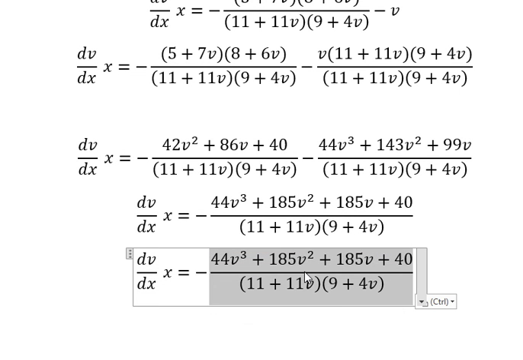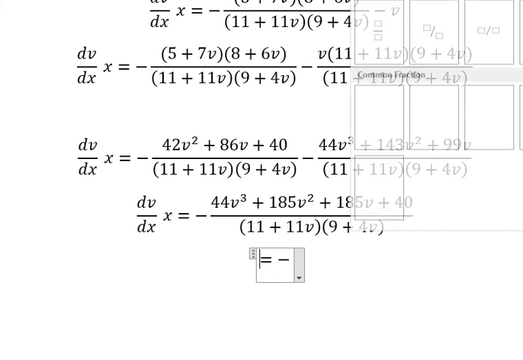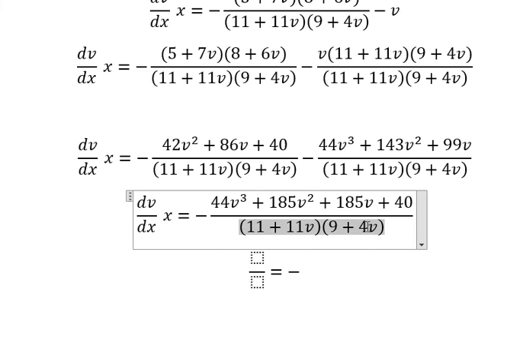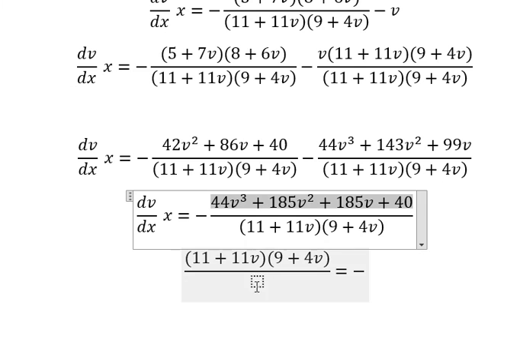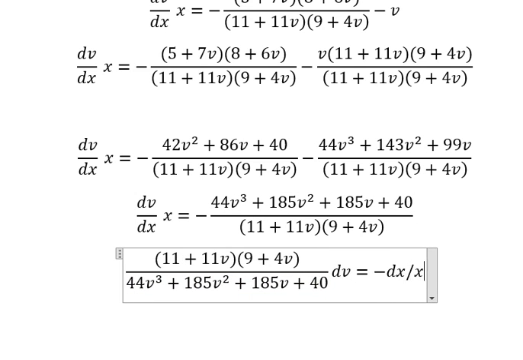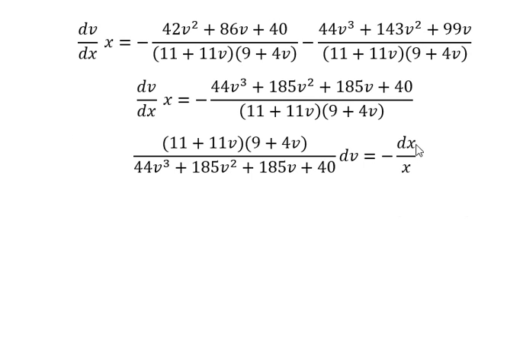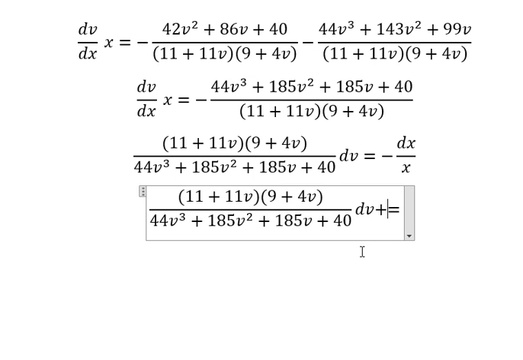So I will put this one go to the left, dx and s go to the right. So we have like this. Next, I will put this one go to the left.